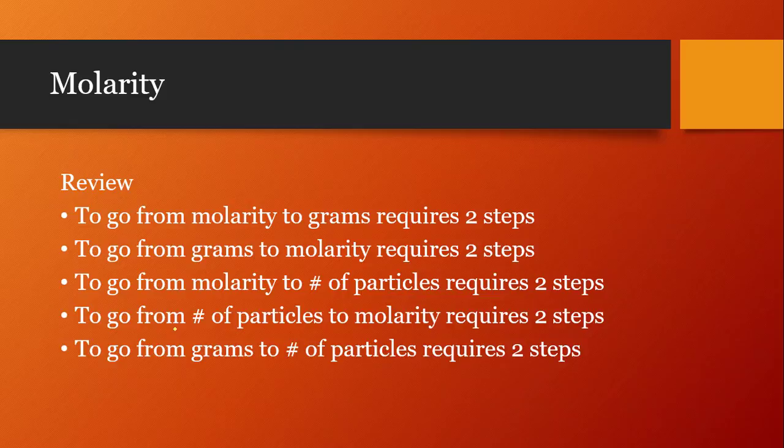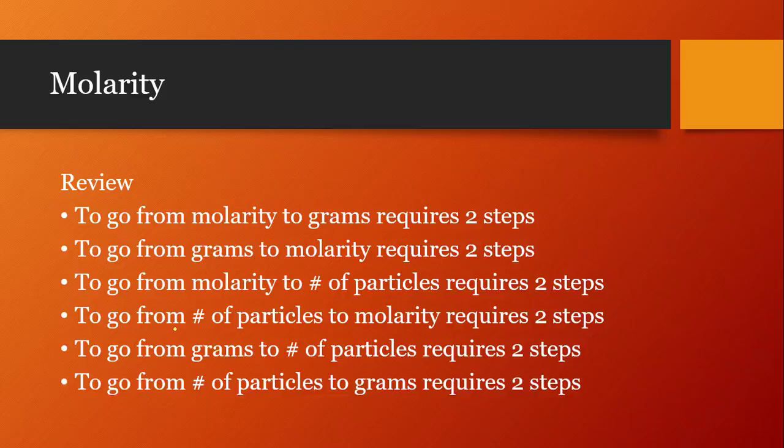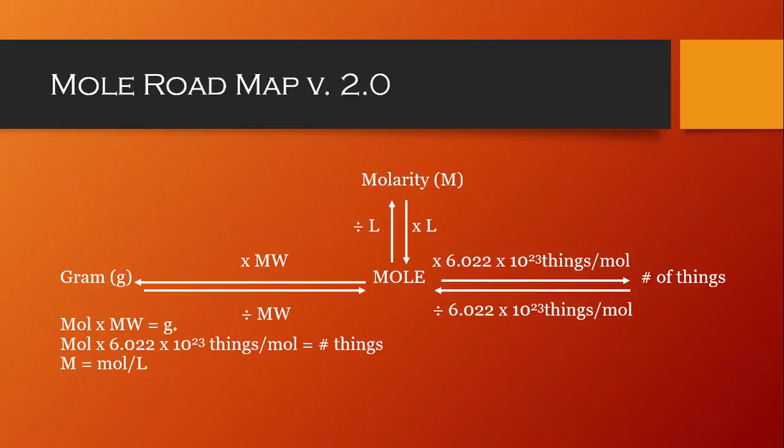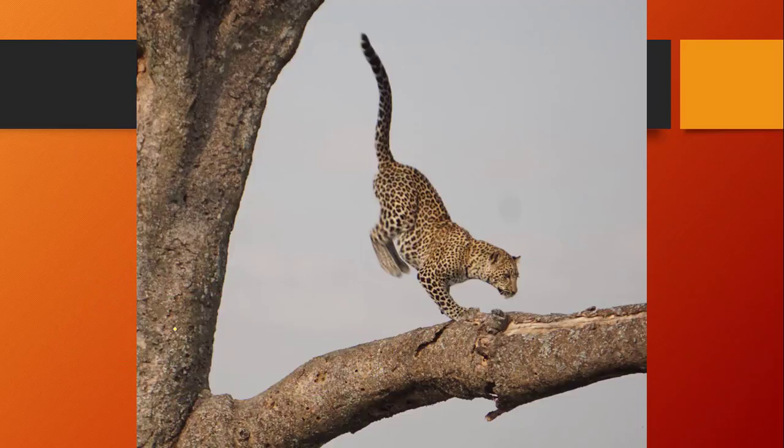And then just to remind you, to go from grams to number of particles requires 2 steps. To go from number of particles to grams requires 2 steps. And so here is a basic roadmap that shows you how to go from grams to moles, molarity to moles, or number of things to moles. Notice mole is the central character in all of these. And there are the 3 basic equations. So now you have 3 ways of dealing with the mole. Later in the course, we're going to add a 4th, but right now you need to go practice a new set of mole conversions.